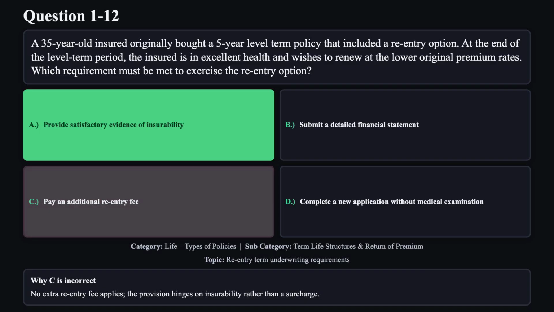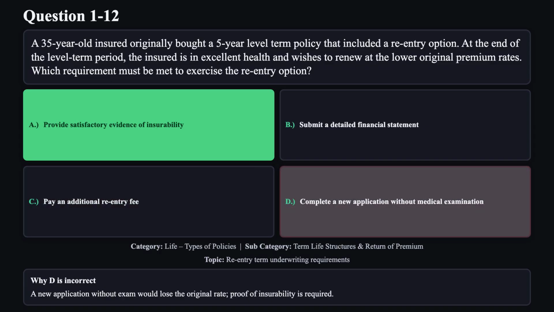Reason C is not correct. No extra re-entry fee applies. The provision hinges on insurability rather than a surcharge. Reason D is not correct. A new application without exam would lose the original rate. Proof of insurability is required.